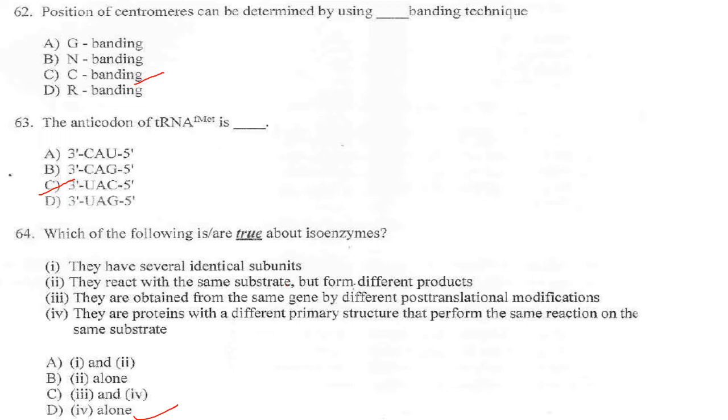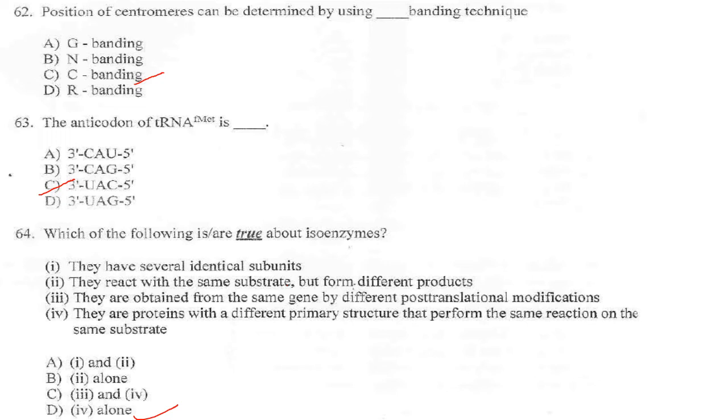So methionine, the codon is AUG, that is given in the 5' to 3' direction. Now the anticodon you have to take from the 3' to 5' direction. So 3' to 5' will be UAC. Answer is option C.